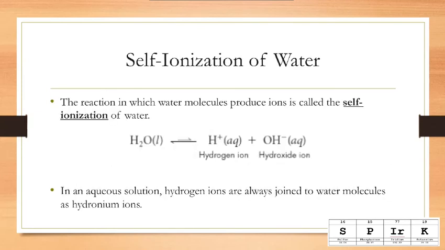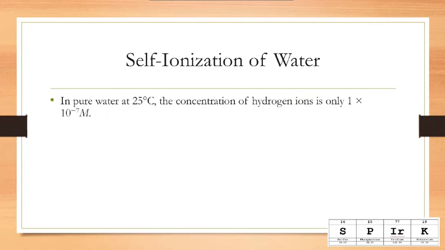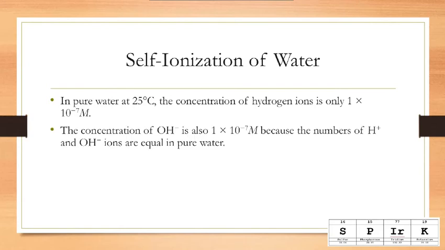The reaction in which water molecules produce ions is called the self-ionization of water. In an aqueous solution, hydrogen ions are always joined to water molecules as hydronium ions. In pure water at 25 degrees Celsius, the concentration of hydrogen ions is only 1.0 times 10 to the negative 7 molar. The concentration of OH minus is also 1 times 10 to the negative 7th molar because the numbers of H plus and OH minus ions are equal in pure water.